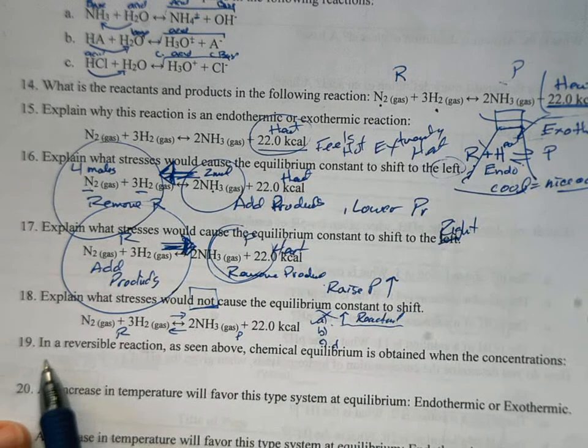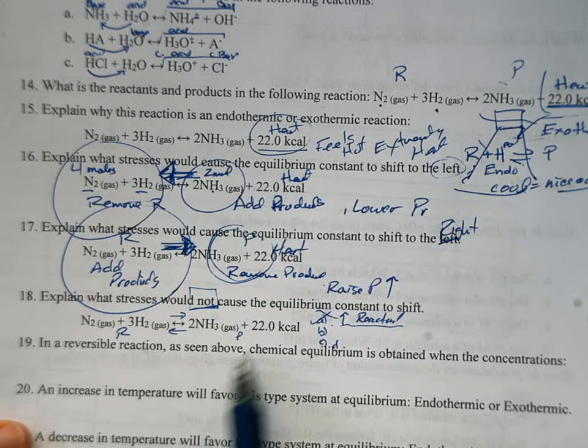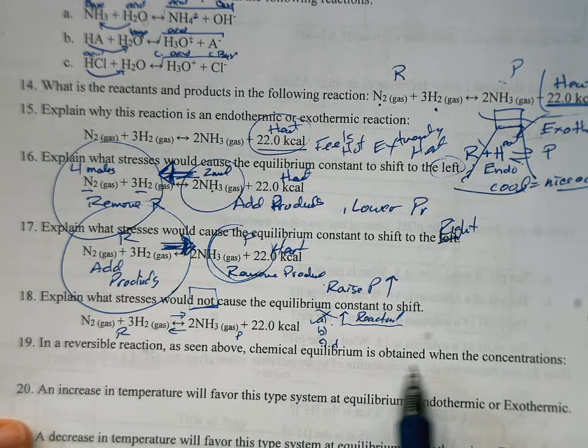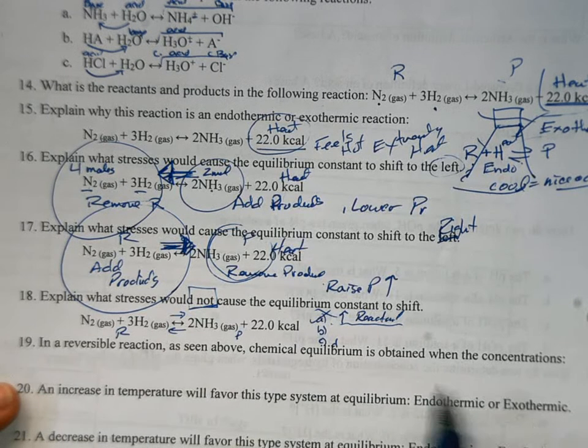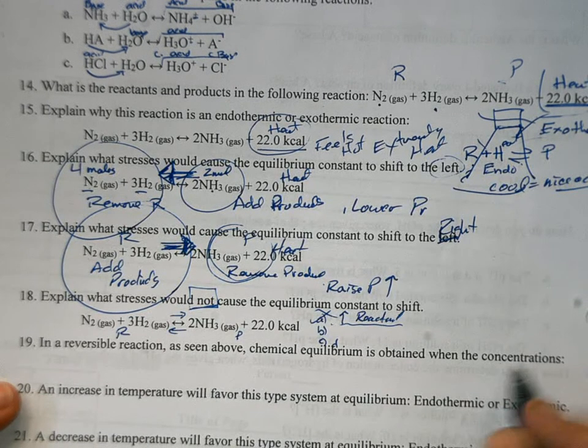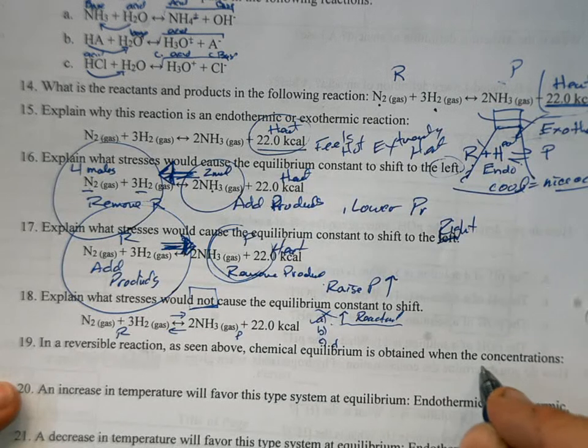Number 19, in a reversible reaction seen above, chemical equilibrium is obtained when the concentrations, okay, so when this one here, a couple of things can happen. When the concentrations remain the same.